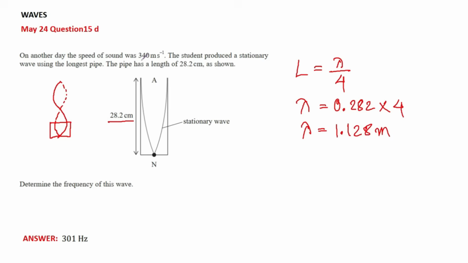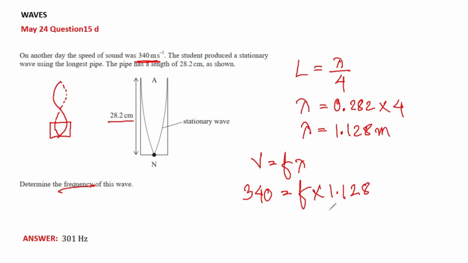Now I have the wavelength. I also have the speed. And the question is asking me to find out the frequency. So V equals F lambda. Let's just plug in the values. V equals 340 equals F, which is what we have to find out, times lambda, which is 1.128. So make F the subject of the equation, and the value that I get is 301 hertz, which perfectly matches with the mark scheme answer as well.